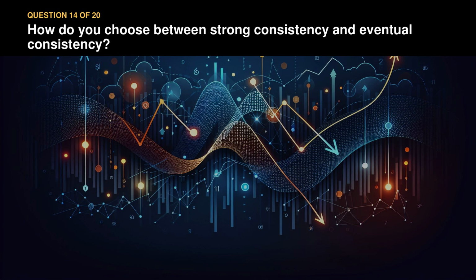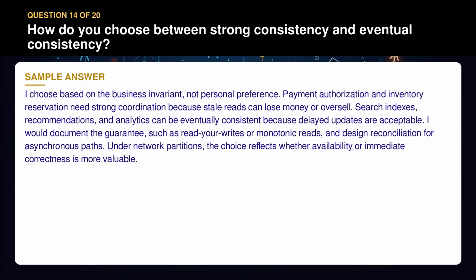Question 14. How do you choose between strong consistency and eventual consistency? I choose based on the business invariant, not personal preference. Payment authorization and inventory reservation need strong coordination because stale reads can lose money or oversell. Search indexes, recommendations, and analytics can be eventually consistent because delayed updates are acceptable.